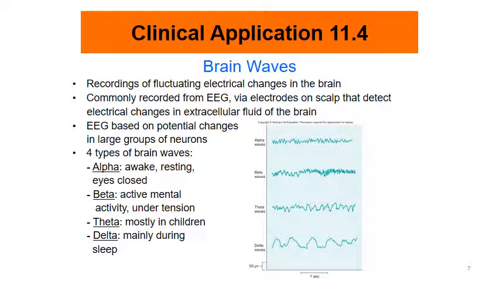Okay, next the brain waves. Brain waves are basically the electrical changes in our brain recorded from electroencephalograms, EEGs. Here electrodes are put on the scalp to pick up this electrical activity. What this is showing is the different waves. Alpha waves are for awake, resting. Beta waves, when you're thinking. Theta, most seen in children. Delta, mainly during sleep. But you don't need to memorize these different types of brainwaves. Just know what brainwaves really look at.